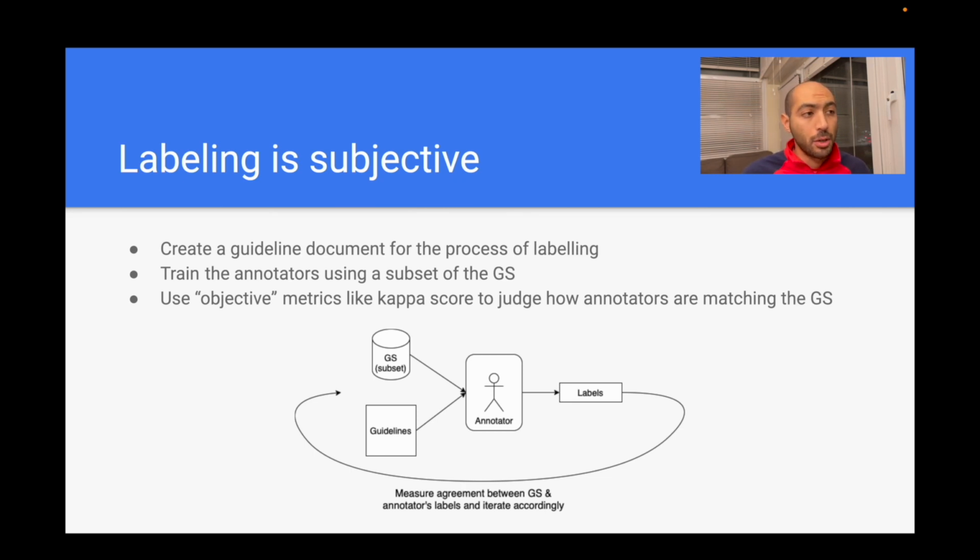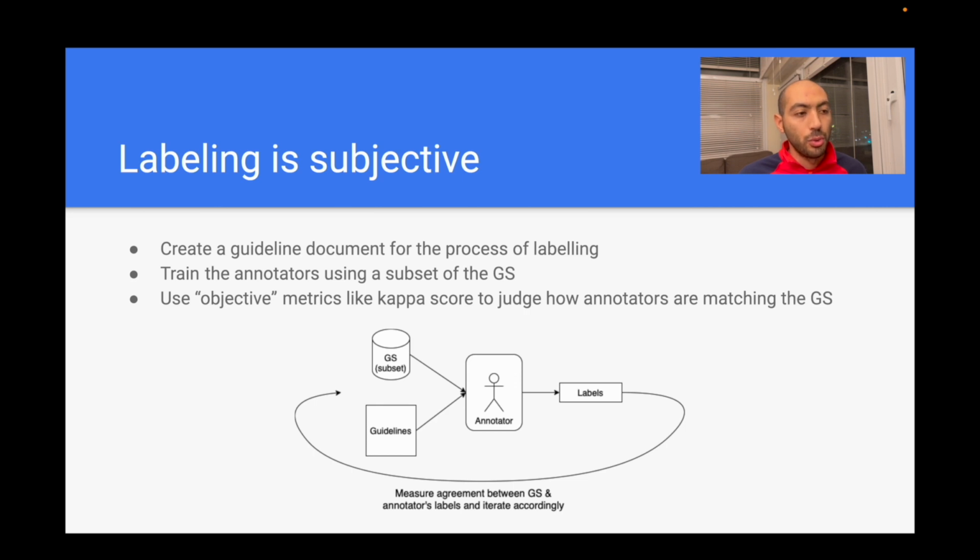The first thing we will need is a guideline document, a document that highlights the process that an annotator should follow when they are labeling new data. The whole process of training the annotator then boils down to nailing the guideline document. Let's go deep into the guideline document. The guideline document will contain some examples from the golden standard data set and what the annotator should do in these cases. We will start with, let's say, a V1 of the guideline document.